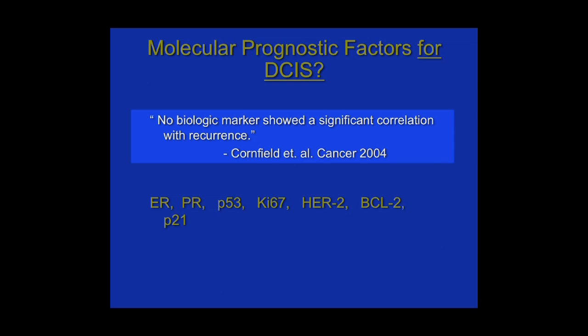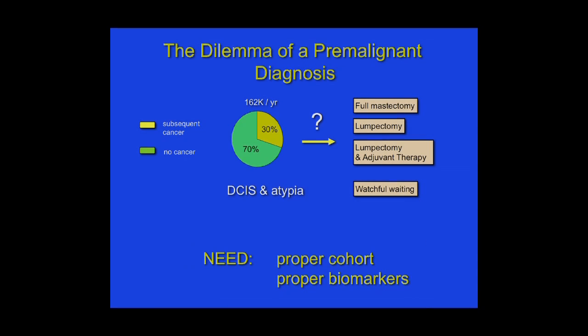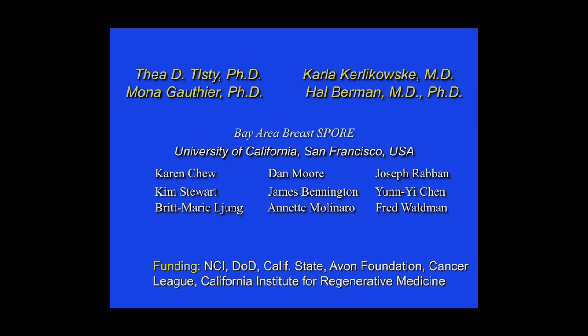So the idea is that you need a proper cohort and you need proper biomarkers to be able to identify these people. All right? So this is some work that was started here at UCSF, and it was a collaboration with my laboratory and that of Karla Kerlikowski. And it was a whole team of people that tried to address this question.